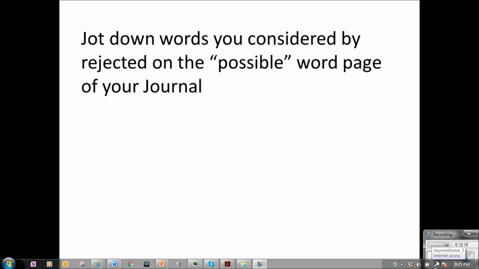It's always a good idea just to jot down the words that you rejected on the possible word page in your journal, because who knows, if you see that word again in your next reading or the one after that, it may turn out to make it on the list after all. Now you know how to choose your words. Good luck.